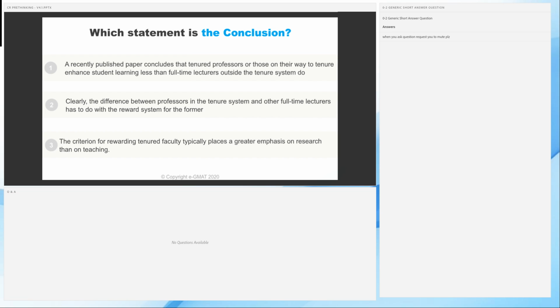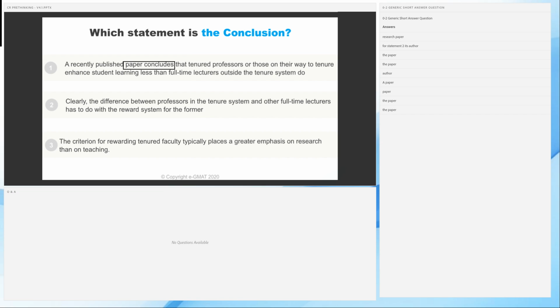So now, who concludes over here in this case? Is it the author? It's the paper. This conclusion is not made by the author. Look at the word before. It's the research paper, not the author of the argument. So when you see "a recently published paper concludes that blah blah blah," it's the paper that has made this conclusion, not the author. So statement 1 cannot be the main conclusion.